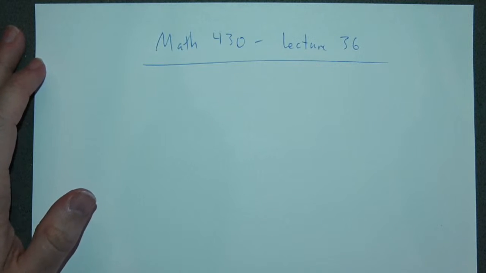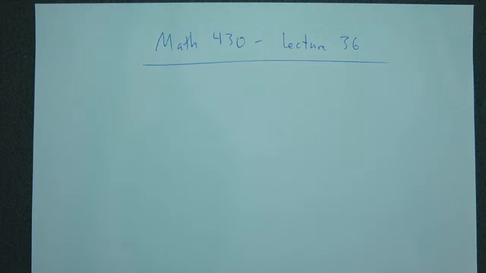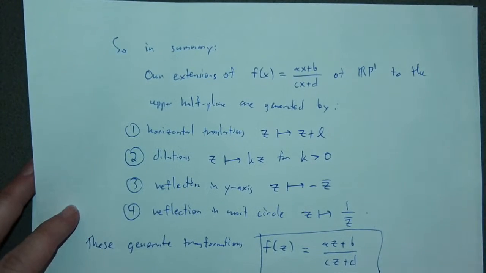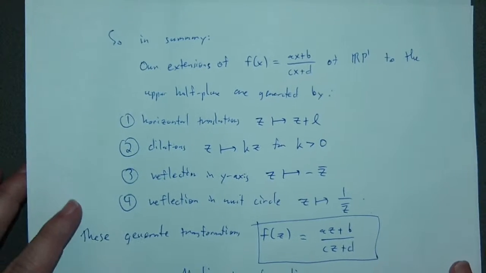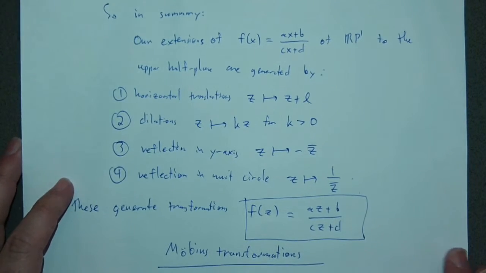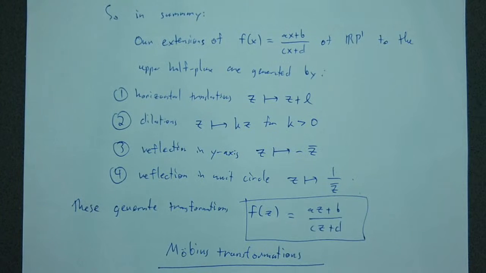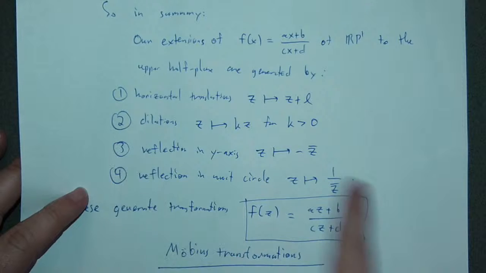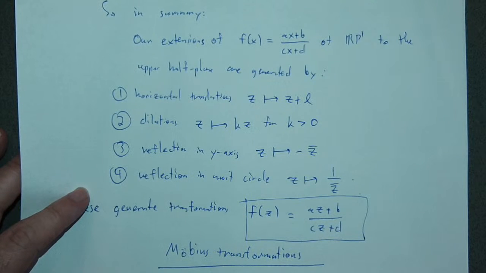So recall that last time we had discussed our transformations we were going to use in the sense of Klein to determine what kind of geometry was going to result on the upper half plane. And first of all, to remind you of what these transformations looked like.